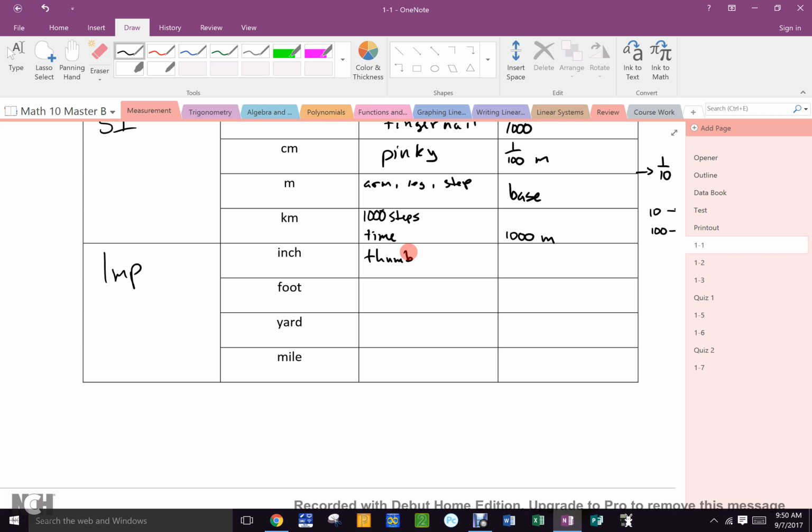Nice work. What about a foot? This is a really hard one. What's the referent for a foot? Jordan? A foot. Nice. But really, what kind of feet?